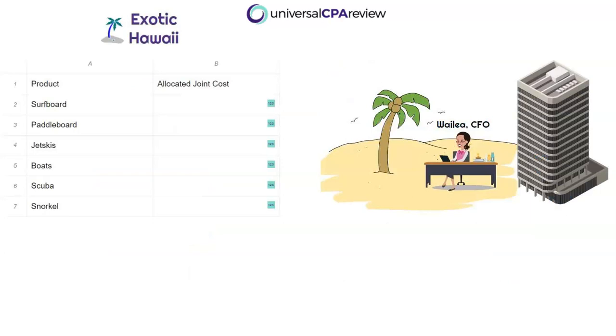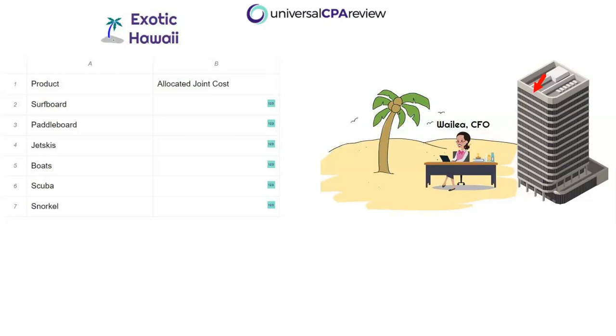Today we're going to talk about Exotic Hawaii. Now they're a production company located in, of course, beautiful Hawaii. Now we're going to focus on 3 different types of joint products. Now they're illustrated below, and you can see it's going to be a surfboard and paddleboard, and then we have a jet ski and a boat, and then we have a scuba and snorkel, right? So all of those sound pretty fun.